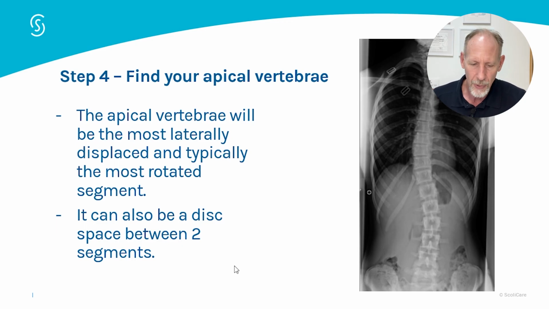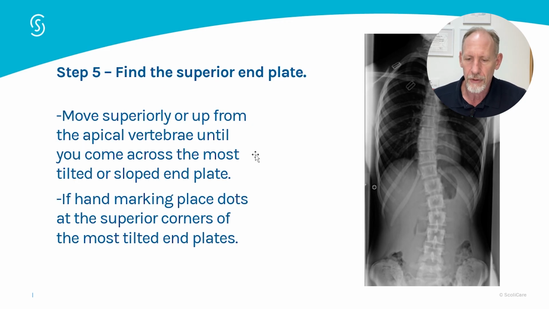Once we find our apex, then we're going to have to find our superior end plate. Now we want to look for the most tilted end plate. This is the most critical thing, finding the most tilted end plates, because that's where most people go wrong. They don't go to the most tilted end plate, and then they underassess the curve. So we're going to take from the apical vertebra and work our way up. In this instance, our most tilted vertebra is going to be T6 on the superior end plate.